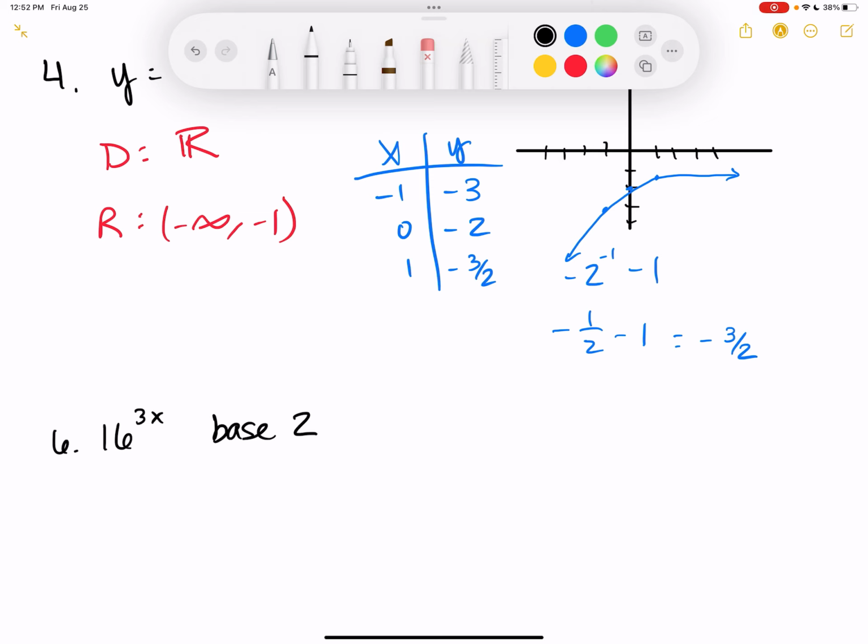So 2 raised to what power is 16? 4. Oh, that's right. So this is 2 to the 4th, raised to the 3x is what's happening. So then this would be what? Yep, 2 to the 12x.